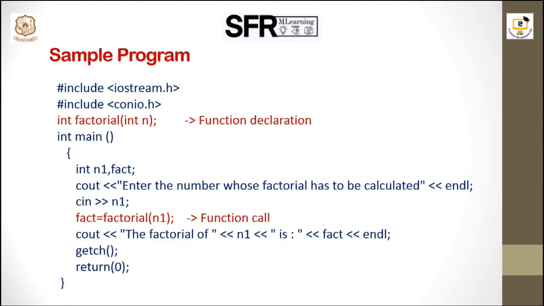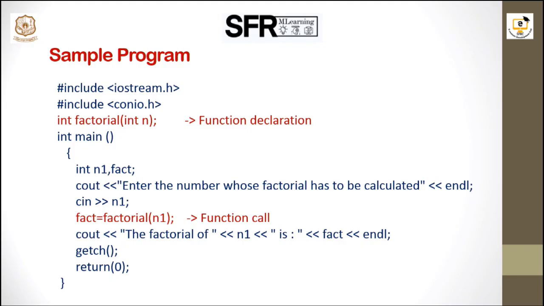Here is a sample program, which is the factorial program. The first two lines are header lines. Then the third line is the function declaration line. Here int factorial(int n). Here int is the return data type. The factorial is the function name, and the parameter n, which returns the integer data type.